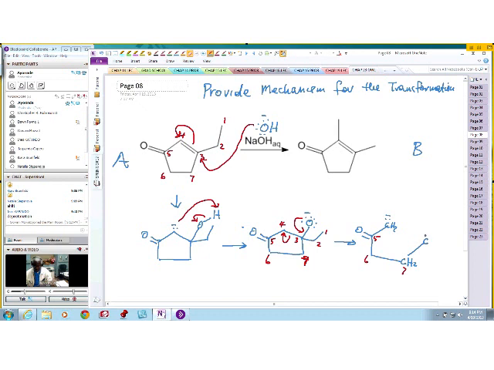See, attached to that. Okay. So now this is your 1, your 2, your 3, and this here is your 4. Okay. So now you form this enolate anion here, which could now be protonated.